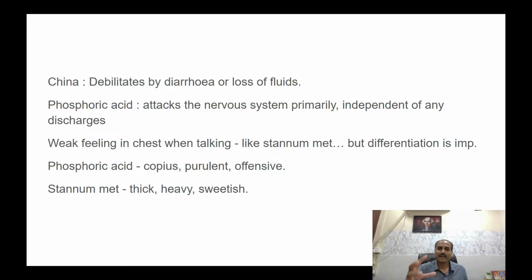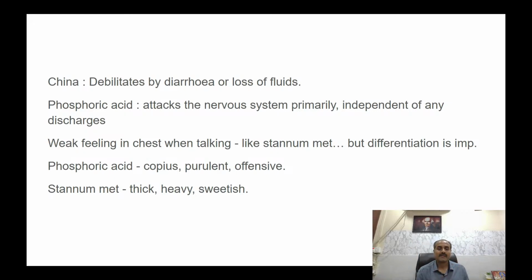And then he also compares phosphoric acid with China officinalis, where there is a lot of debility from the diarrhea or loss of fluids, but phosphoric acid is more predisposed to act on people who have nervous system disturbances or sensorial depression first, and it is independent of the discharges. So there will be two episodes of stools and the phosphoric acid patient will grow weak immediately. But in China, there will be 6 or 7 episodes and then the patient becomes weak. Within 1 or 2 episodes, he is not so weak. So that should be your ability to differentiate between these two remedies.